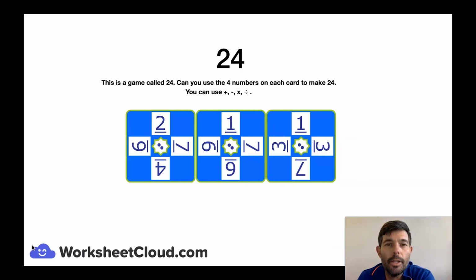So you can be the first to get to 24, or see how many different ways you can get to 24. Have some fun with it. But yeah, give it a try. Always good to be good at doing little calculations. Remember, your order of operations will definitely apply.